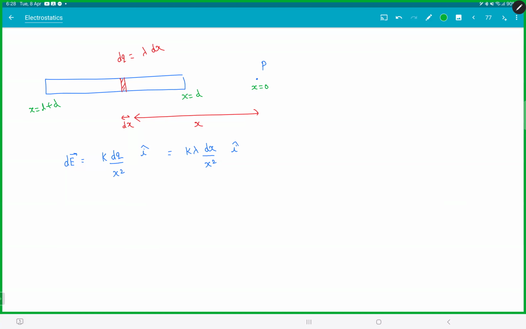So now when you try to find the field at point P, this will be k lambda integral dx by x square I cap. Limits will go from d to L plus d. There, that integration is easy. 1 by x square integration is minus 1 by x, which is 1 by L plus d minus 1 by d. The d's will cancel. You'll have L there, and you will end up with k lambda L by L plus d into d. You can check it out on your own. There will be a field, everyone.